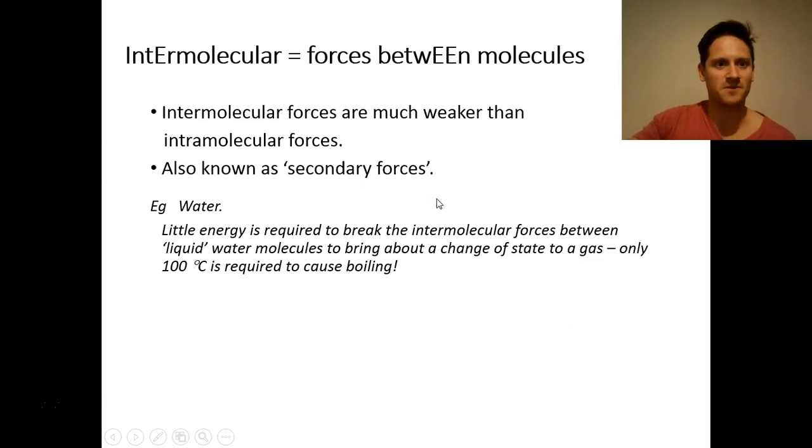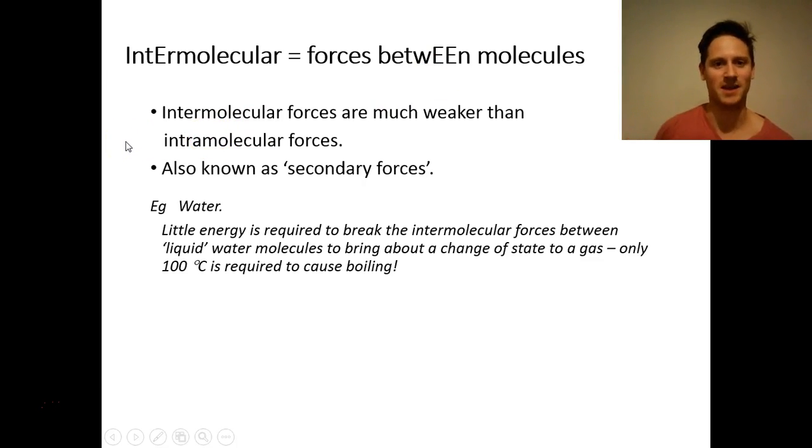So the next type of forces are intermolecular forces, and these are the new ones. So these are forces that exist between molecules. And again, I've capitalized the E, intermolecular, and then forces between molecules. I feel a bit silly saying it like that, but that's how you remember it.